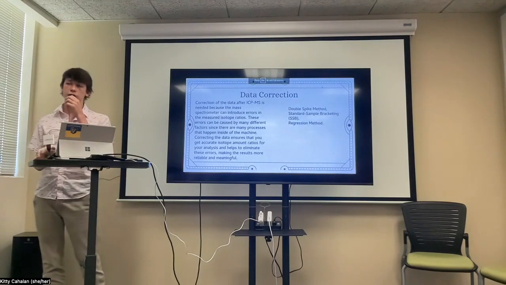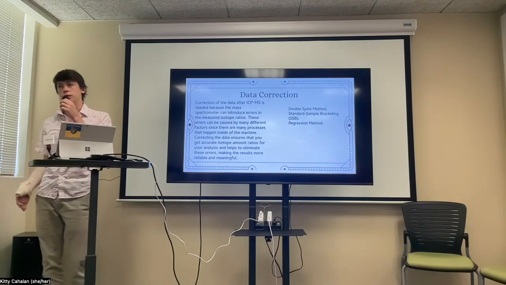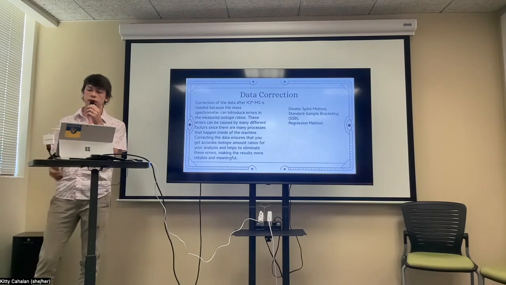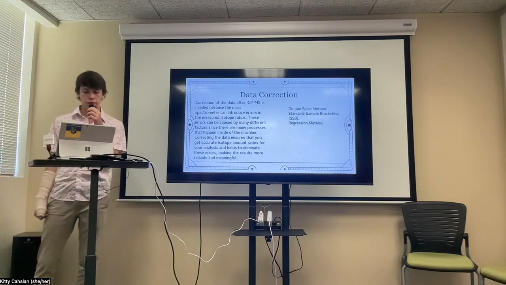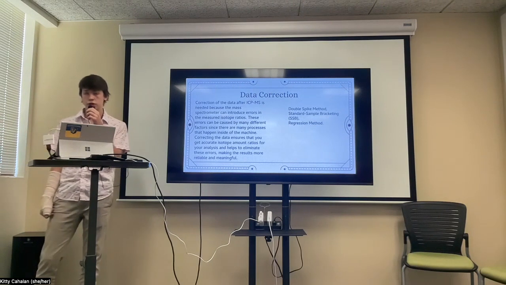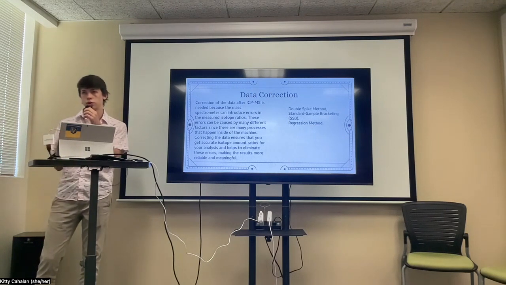We need to then combine the data because there's some biases. So there's so many components in the machine that every single one has a little bit of error attached to it. So these are a couple of the methods that we use: double spike, SSD, regression. Most of them have the same principle of measuring materials that we know the composition of, and we know the ratios. So when the machine gives us a value for that, we see that it's a little bit off, and from that we can correct our data.